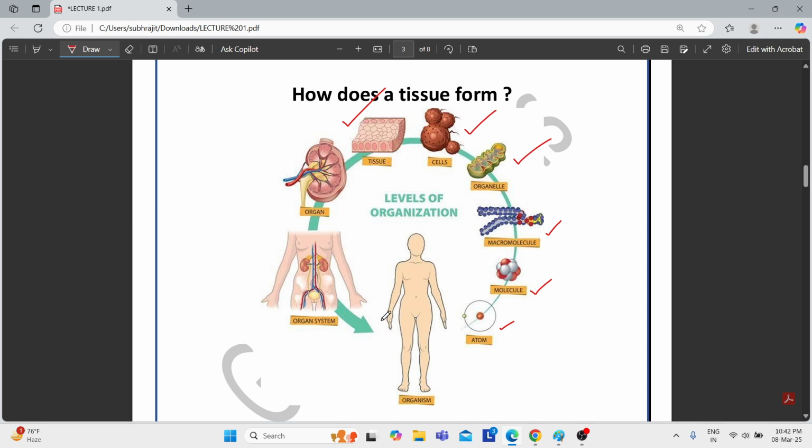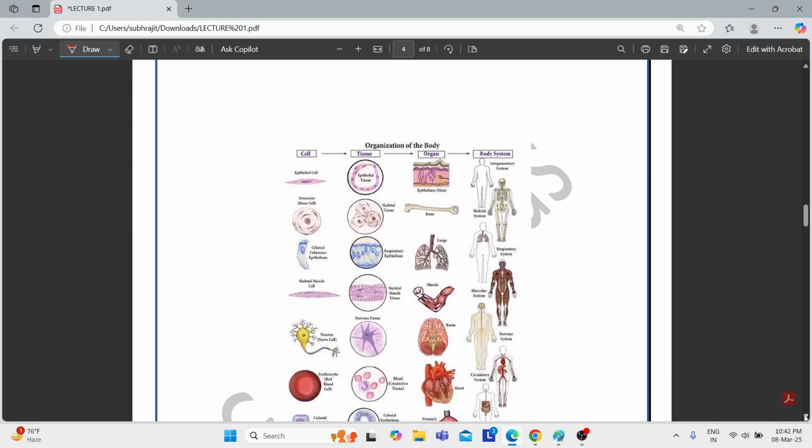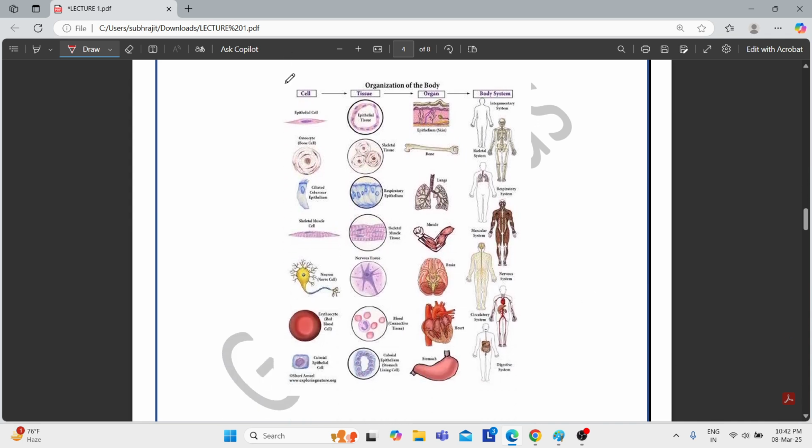I hope this is clear, how an atom basically leads to the formation of a tissue, and tissue to the organ, to the organ system, to the organism. This will be much more clear in the next diagram. As you can see, this is a cell. The cell forms tissue, which forms an organ, which forms a body system.